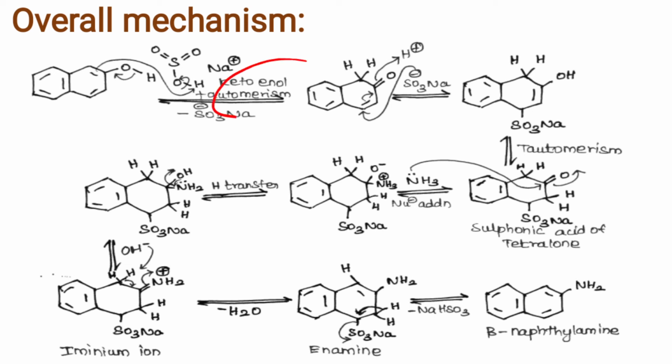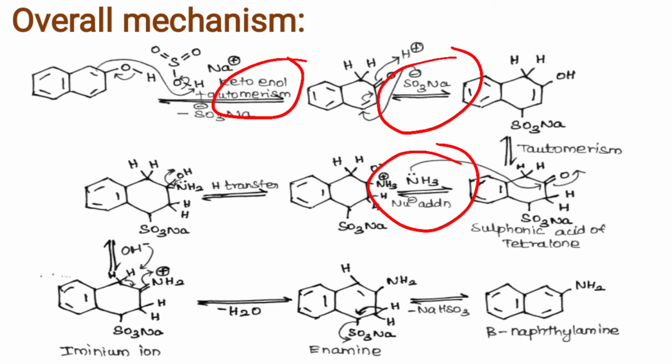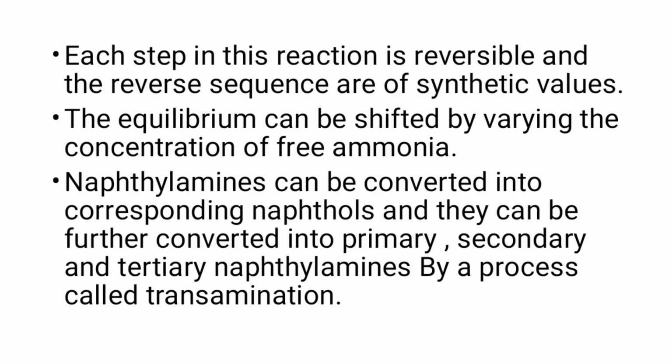First is the keto-enol tautomerization, then the addition of bisulfite anion, then again the tautomerization occurs for stabilization, and the nucleophilic addition followed by the proton transfer, then the addition of OH minus which leads to the formation of water, followed by the loss of proton and sodium bisulfite, which forms the beta naphthylamine.